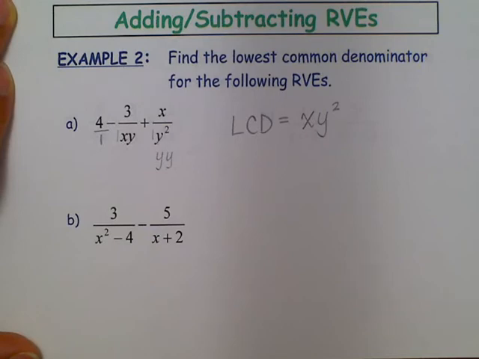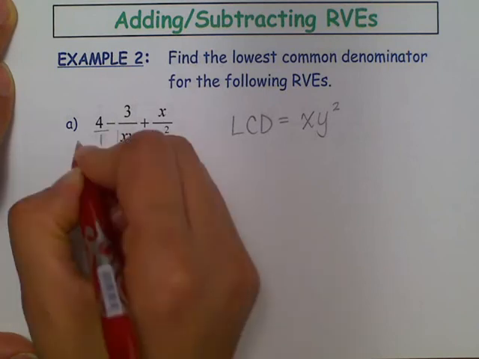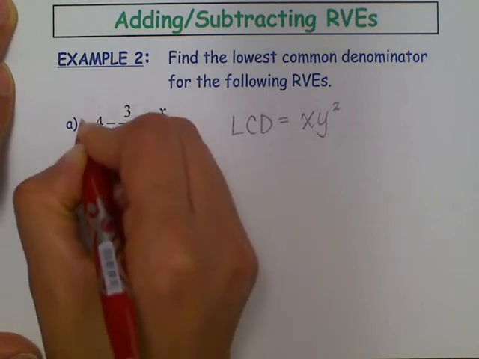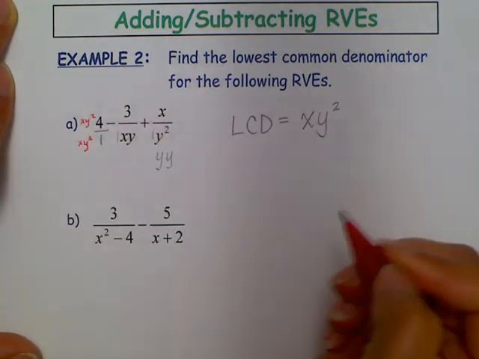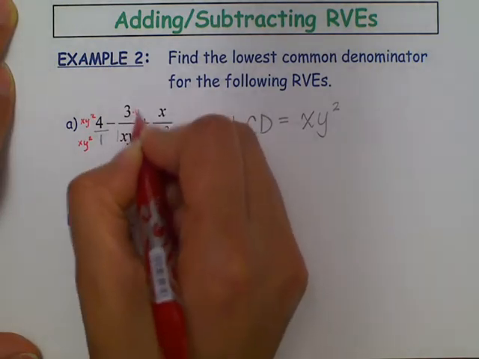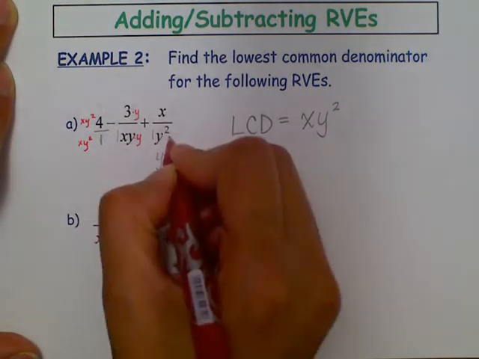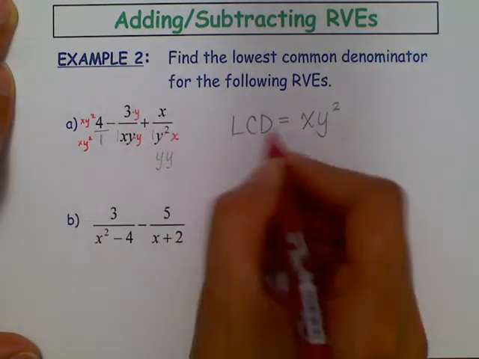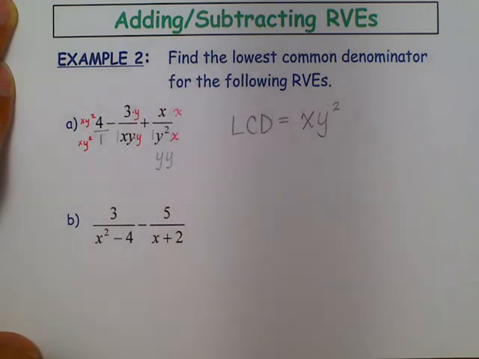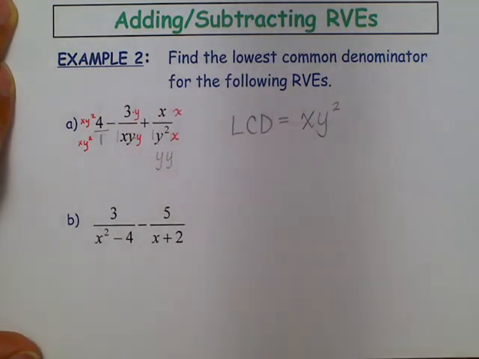So what that means is the first term needs to be multiplied by xy squared to get a common denominator. The second term would need to be multiplied by y to get xy squared. And then the last term would need to be multiplied by just x to get xy squared. Okay, and you'll notice that each of the denominators are exactly the same.